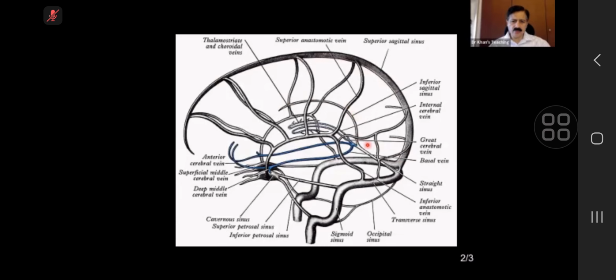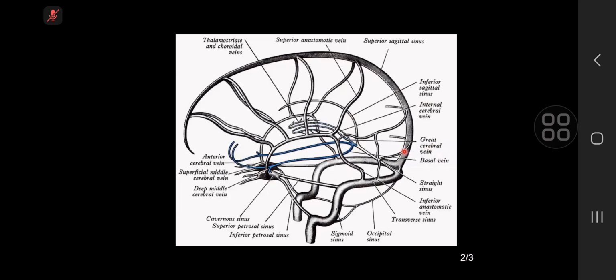Now, two veins come from the thalami as well as the basal ganglia, where I am pointing. These are known as internal cerebral veins. So they are coming from the thalamus and the basal ganglia bilaterally. They join together to form this great cerebral vein, also known as the vein of Galen.